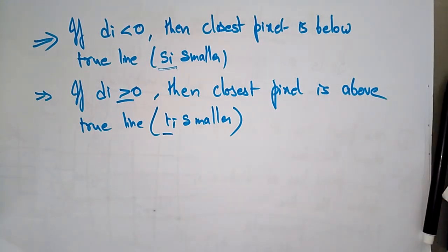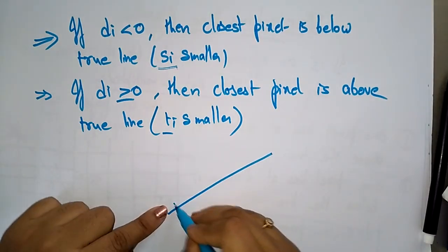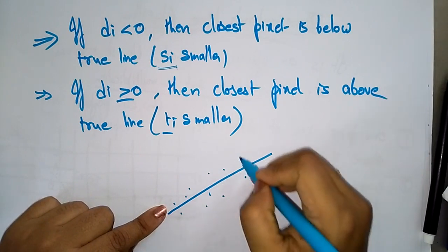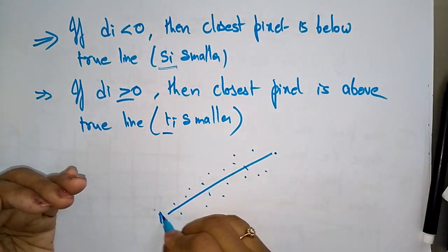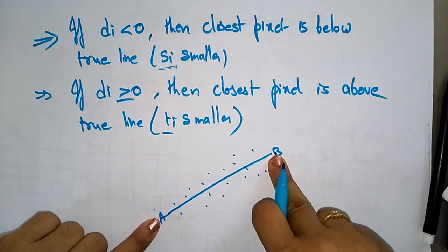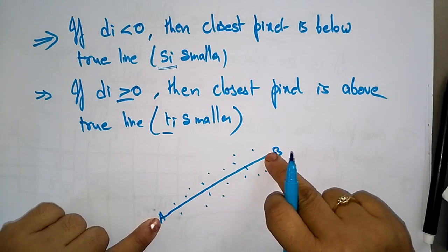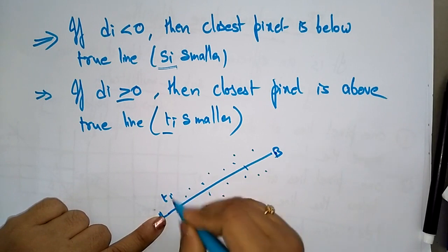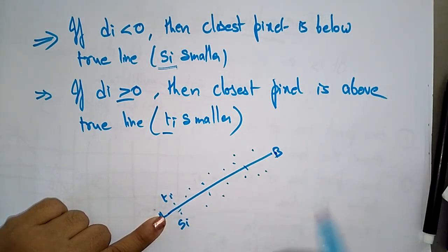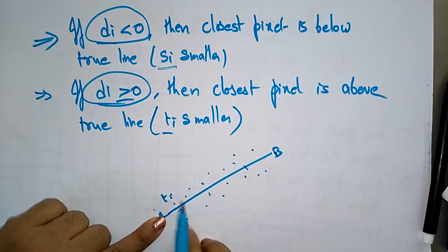Don't be confused: the thing is, you want to draw a true line, and in between there are many pixels. Which pixel do I have to take so that I can reach this true line? Here A is there and B is there. I want to reach B in a straight line. So which pixel do I need to take? Above the true line is ti and below the true line is si, the distances. Based on the decision parameter I can take si or ti.